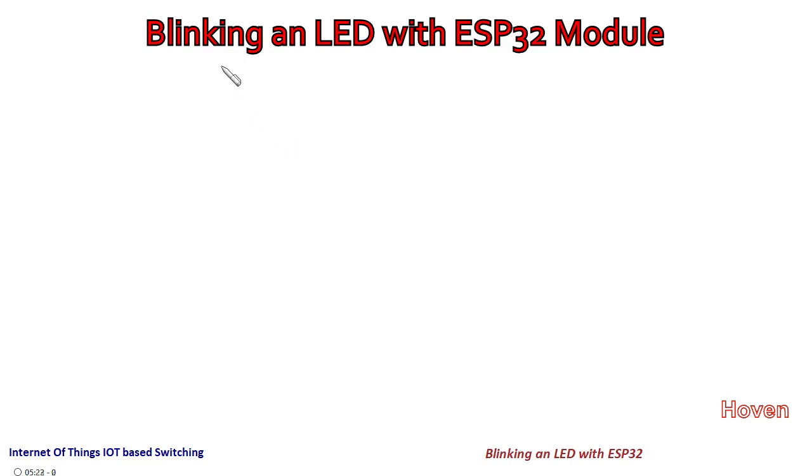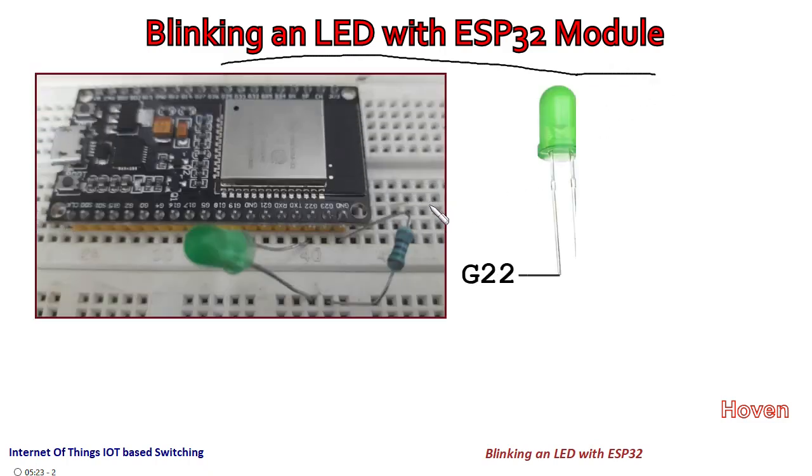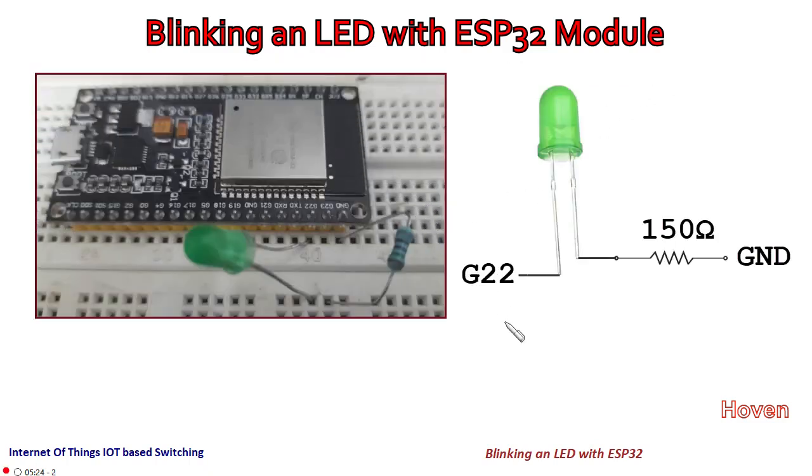Let us now see blinking an LED with ESP32 module. For this we will have to add a circuit diagram and I will explain how I have done it. This is the chip that I have put on a board, and these are the various pins you can see. These have been labeled as ground, G23, 22, transmitter, receiver. These are for UART. G21 again ground, 19, 18, etc.